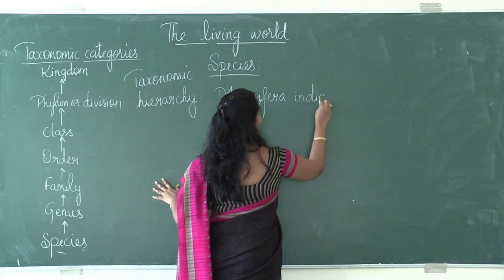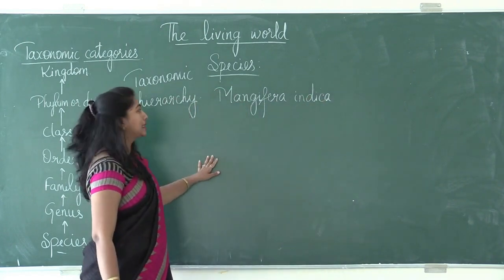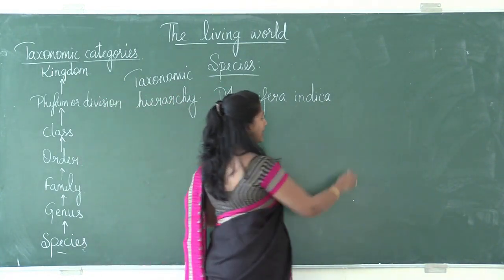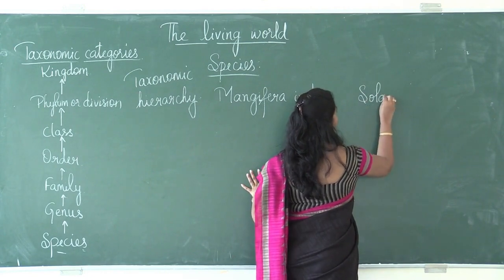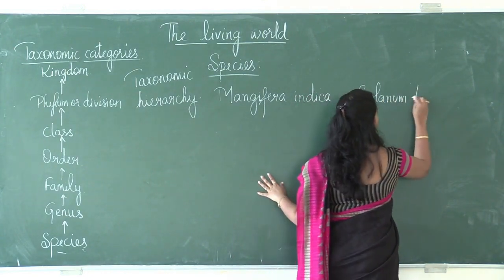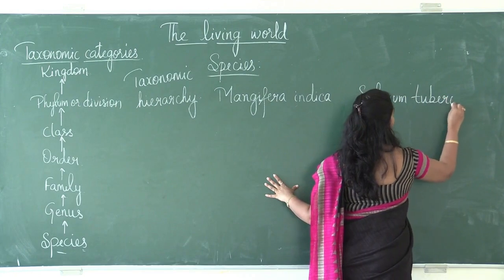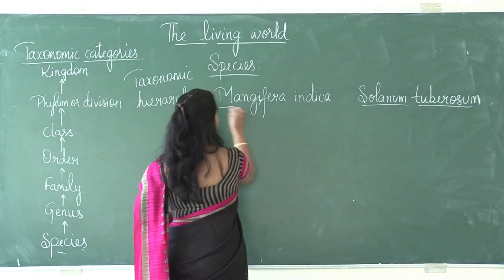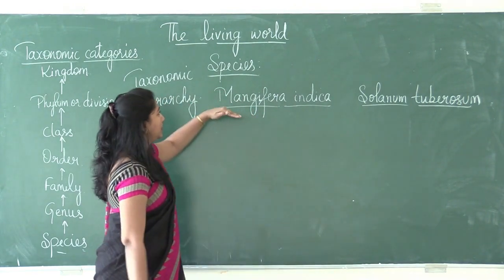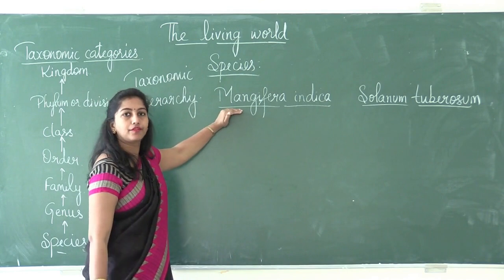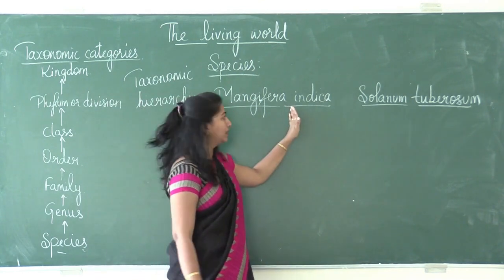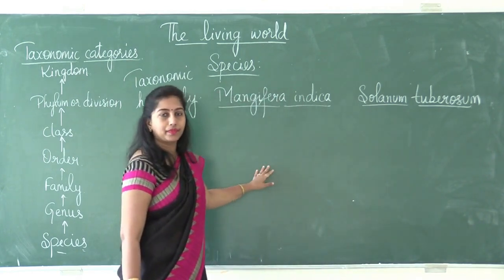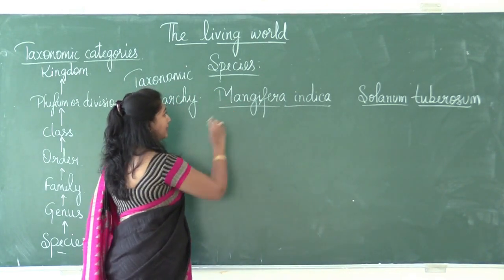Mangifera indica. This is the botanical name of mango. We'll take one more example. You can see this is the botanical name of mango, that is Mangifera indica, and Solanum tuberosum is the botanical name of potato.